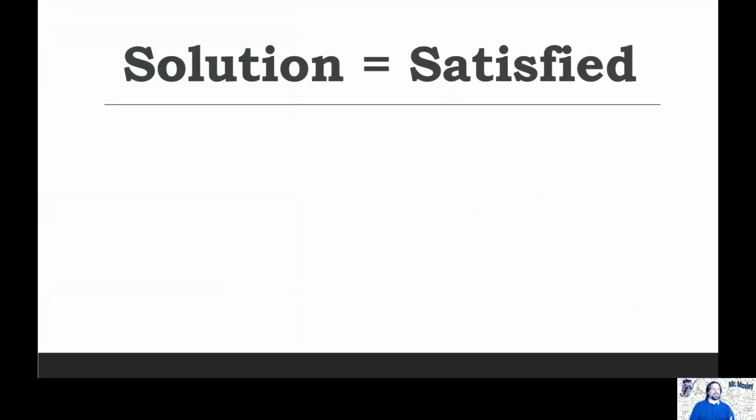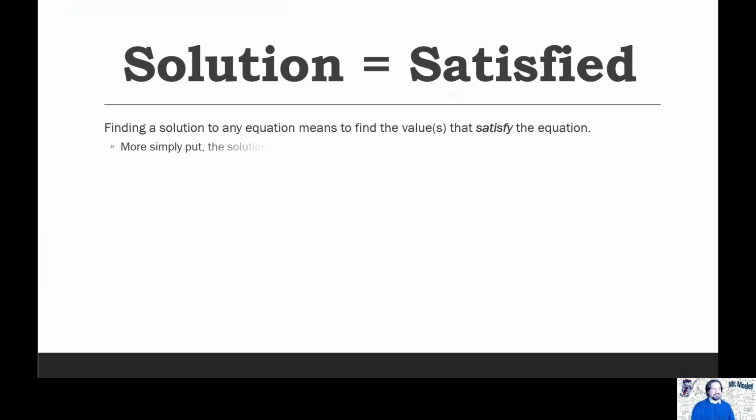So first thing I want to stress is that a solution is the same as the equation being satisfied. You might see that term used in some math textbooks. Let's say what value satisfies this equation. So we want to make the connection between a solution and a satisfied equation. Finding a solution to any equation means to find the values to satisfy the equation.